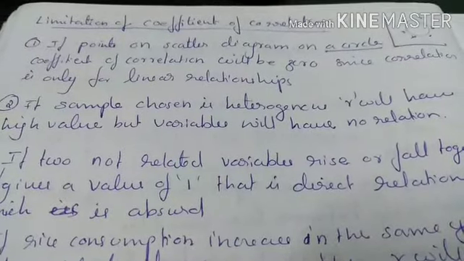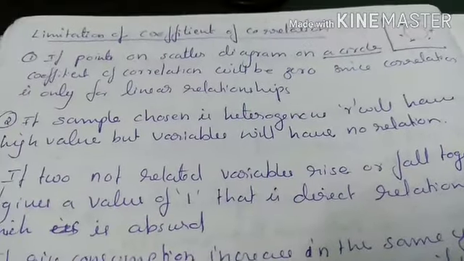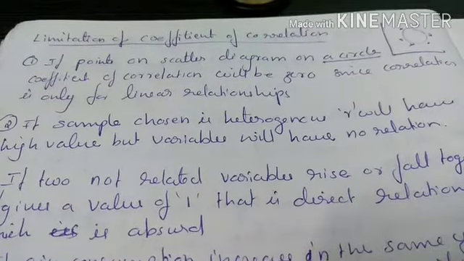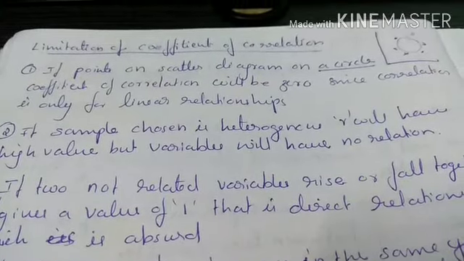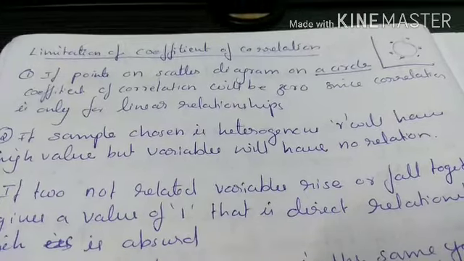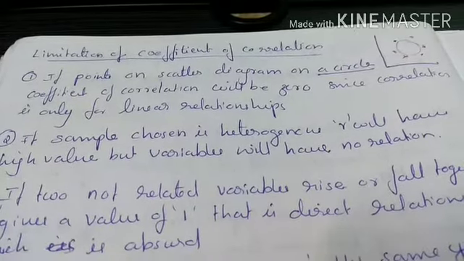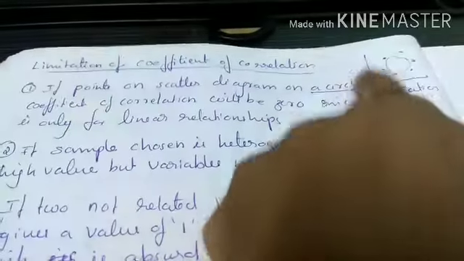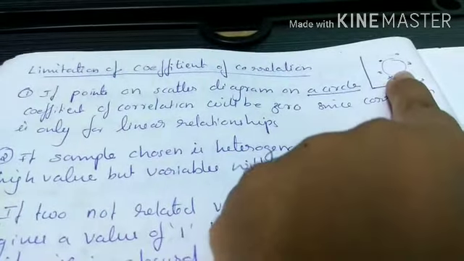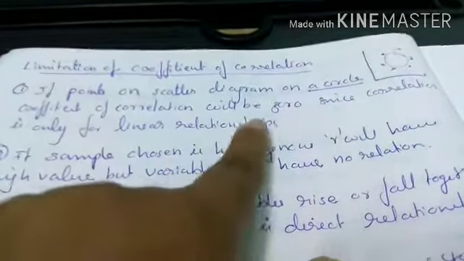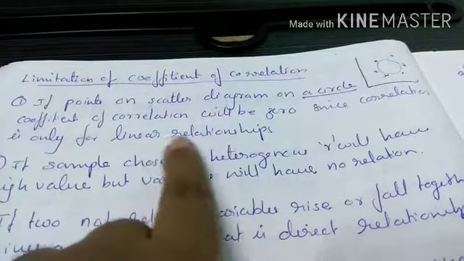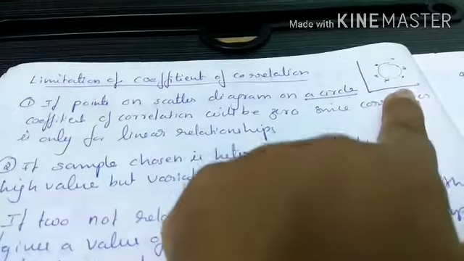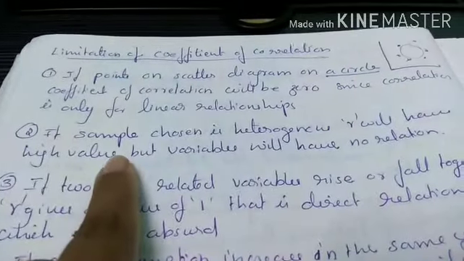Coefficient of correlation has some limitations. First, if points on a scatter diagram lie on a circle, the coefficient of correlation will be 0, since correlation is only for linear relationship. So the coefficient of correlation checks only linear relationship. So if this data lies in a circle, R will be 0. So we cannot interpret what type of relationship this graph gives using the coefficient of correlation.